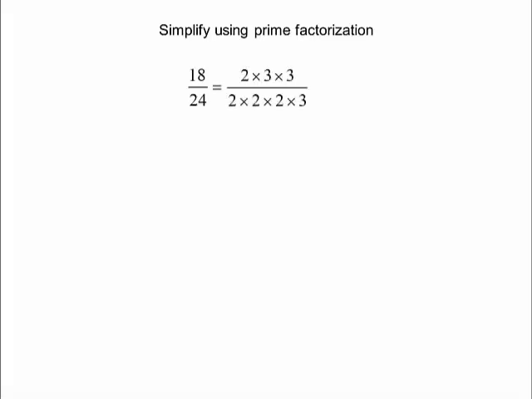What we're going to do is more like this. 18 is 2 and a couple factors of 3. 24, 3 factors of 2, 1 of 3. Reducing the 2's, reducing the 3's, and the factors we have left give us 3/4. Try this one.